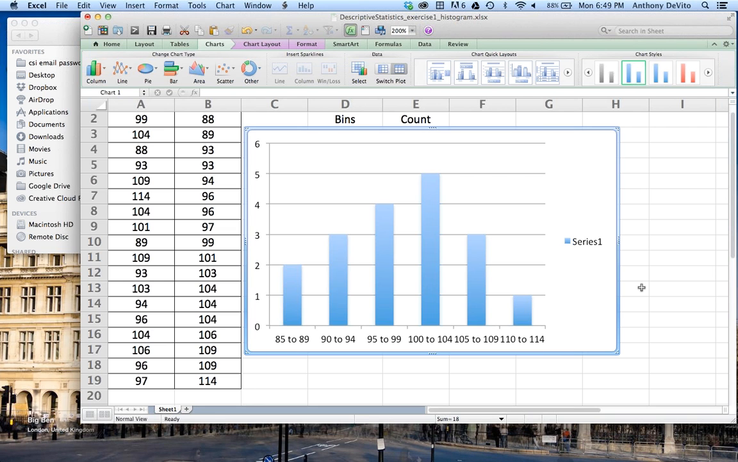What's wrong with this histogram? What makes it different than a normal bar chart for, say, a nominal variable like hair color, right? First bar would be blonde, the second bar would be the number of women that are redheads, and so on and so forth. What's the difference? Yes.